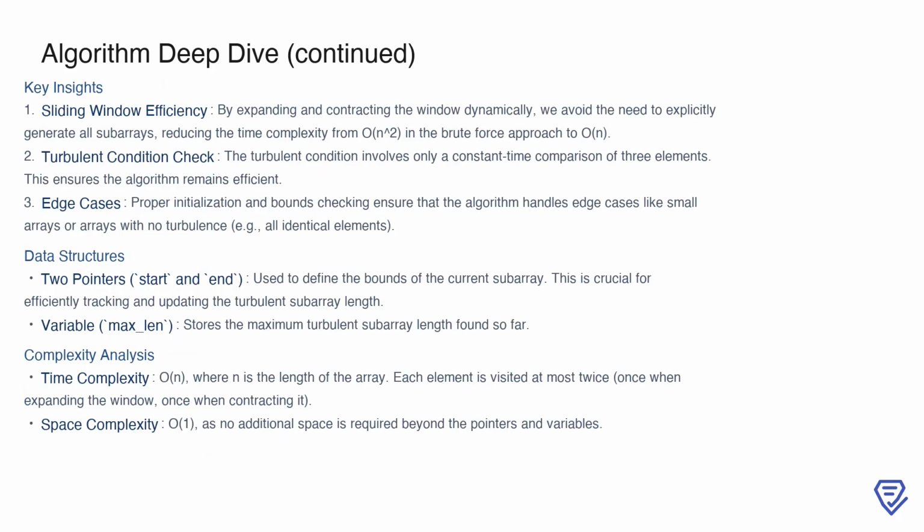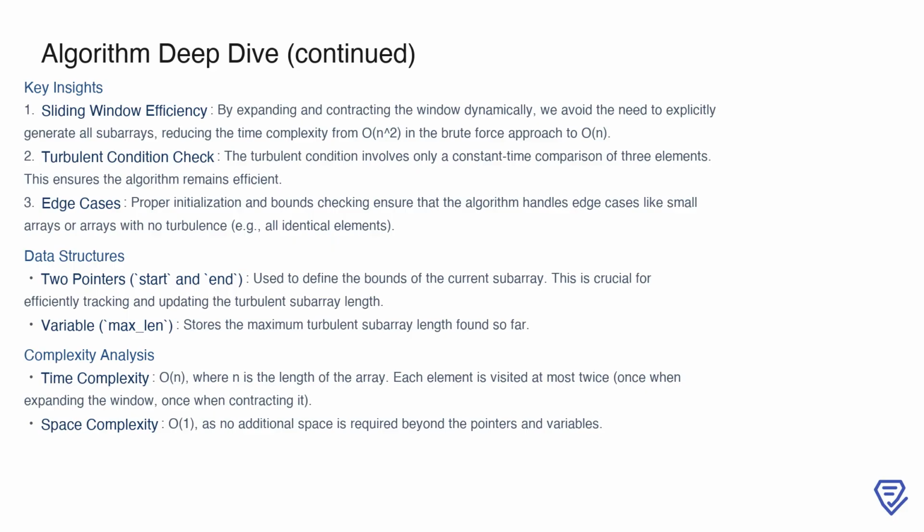This approach leverages the sliding window technique to achieve efficiency. By dynamically expanding and contracting the window, we avoid the need to generate all possible subarrays, which would have a time complexity of O(n squared) in a brute force approach. Instead, the sliding window approach ensures a linear time complexity of O(n), as each element is processed at most twice, once when expanding the window and once when contracting it. The turbulent condition itself is checked in constant time, as it involves only a comparison of 3 elements.